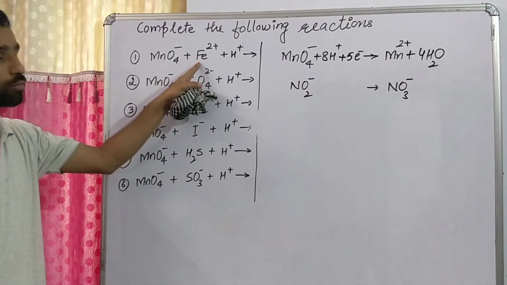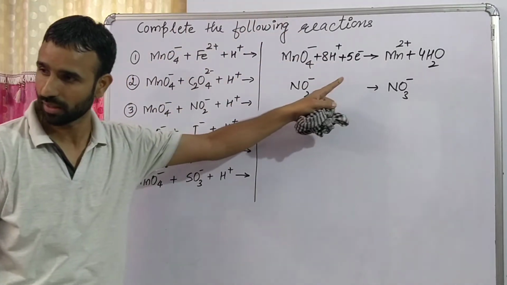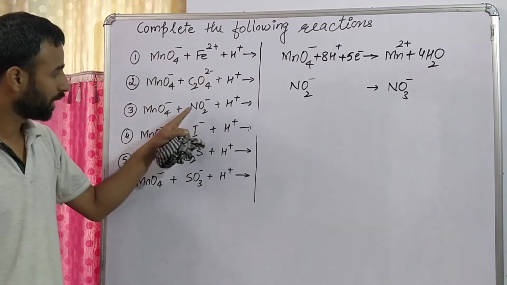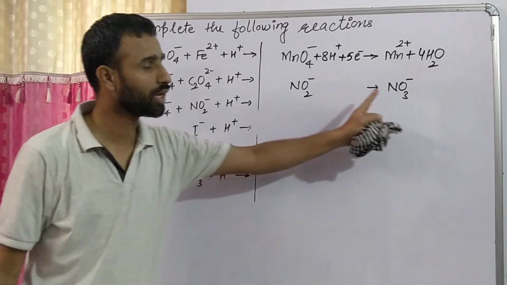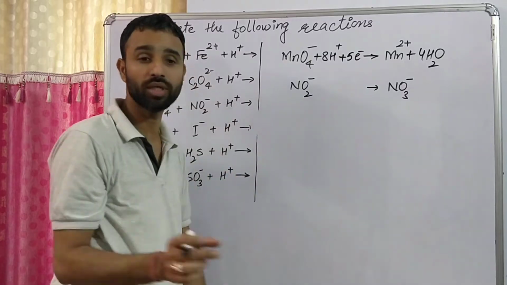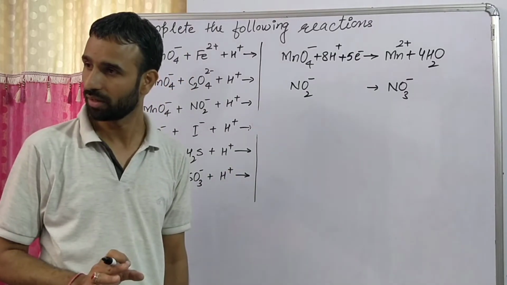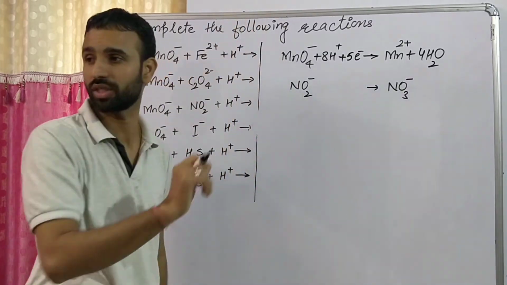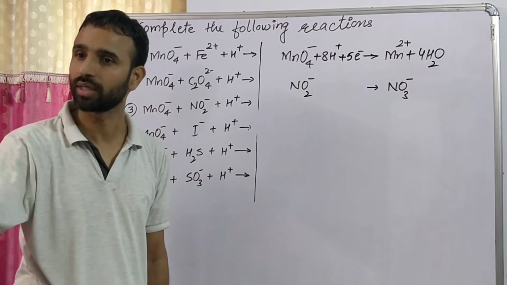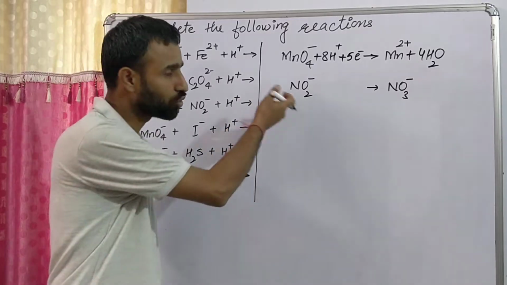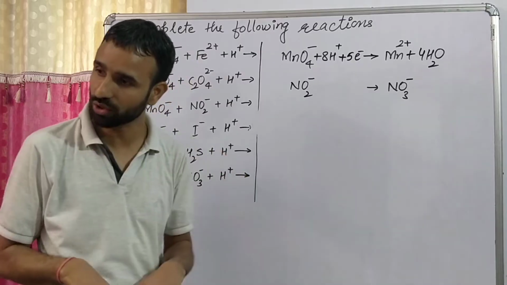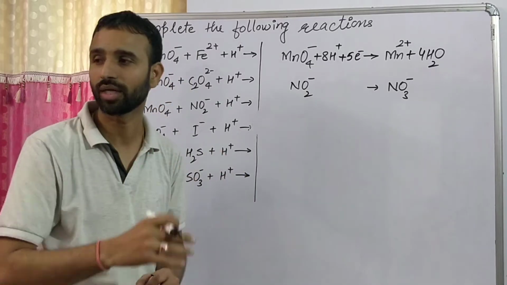That Fe2 plus is oxidized to Fe3 plus. C2O4 2 negative is oxidized to CO2. NO2 negative is oxidized to NO3 negative. So all will be oxidized, because KMnO4 is an oxidizing agent. It has plus 7 oxidation state. It cannot lose electrons further. It can only gain. So the other should lose because it is a redox reaction. If one gains electrons, the other should lose electrons.